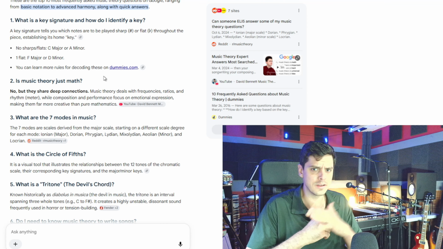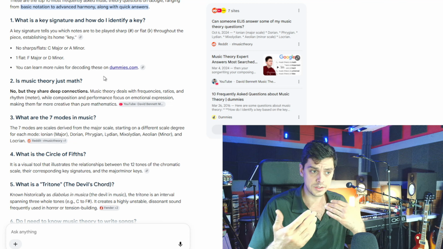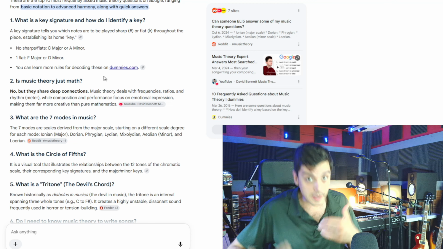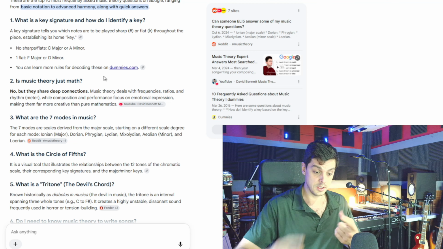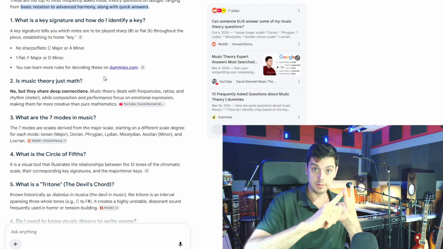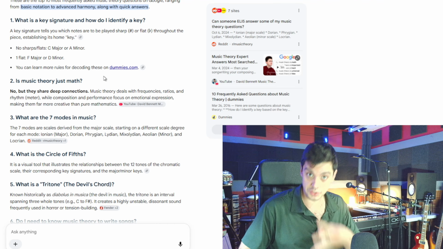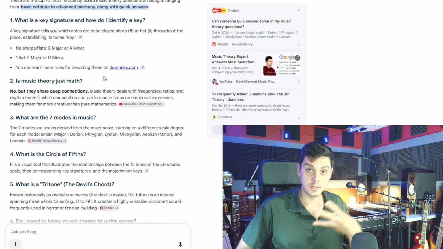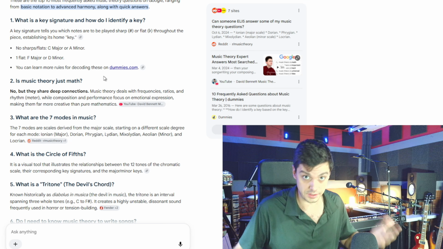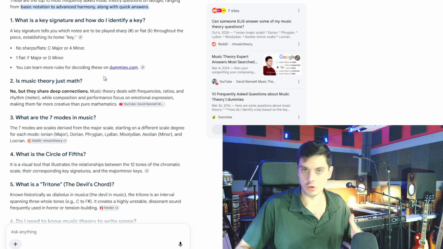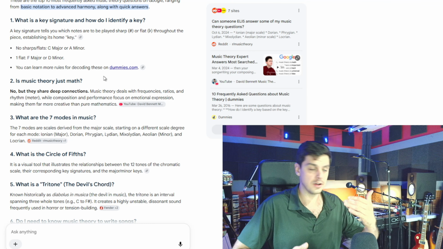So yeah, different scales have different modes. Each of the different minor scale types, natural minor, harmonic minor, melodic minor, all of those three have modes too. And they're all going to be different because those three scales are different. And it's not just major or minor scales, right? There are other scales out there.